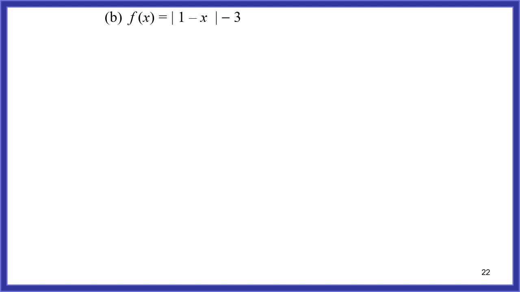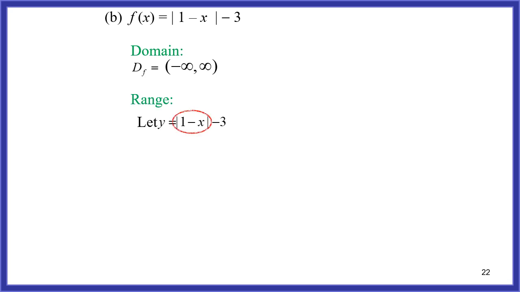Okay, so let's do this example. f(x) equals the absolute value of 1 minus x, minus 3. The domain here is always negative infinity to infinity. How about the range? Because the absolute value of 1 minus x is always positive, if we subtract 3 on both sides, we have the absolute value of 1 minus x, minus 3, is more than or equal to negative 3. The left side is actually our y, so y must always be more than or equal to negative 3. So the range is from negative 3 to infinity.